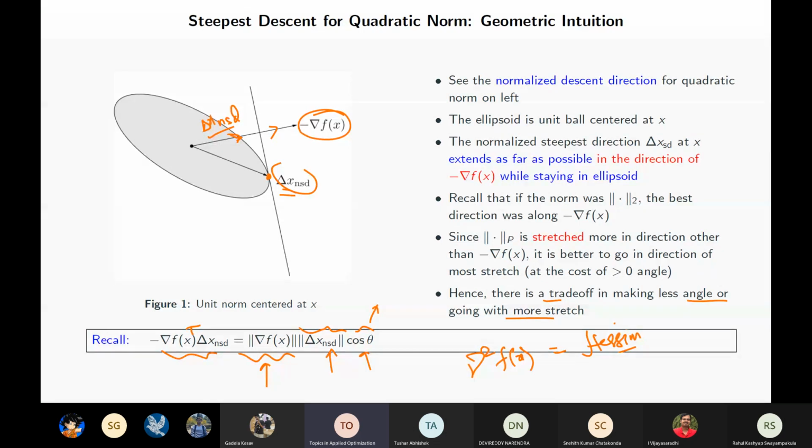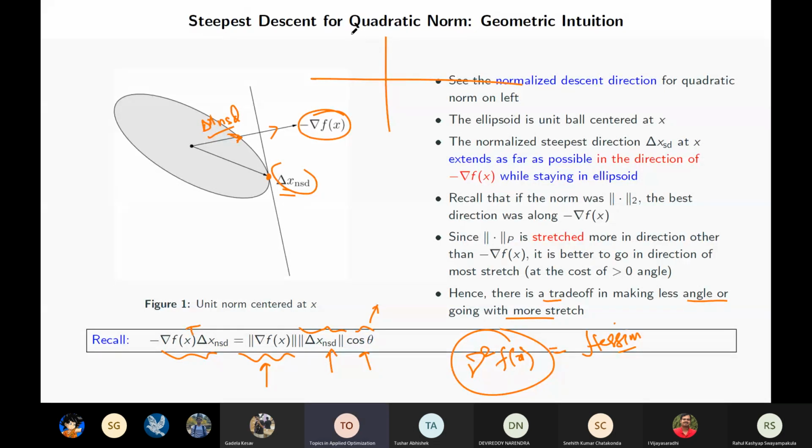So if I choose the matrix P in my P norm to be the Hessian itself, then I am creating local curvature information of my function, and that is better than doing a spherical approximation. Okay, now you see what I'm trying to say.